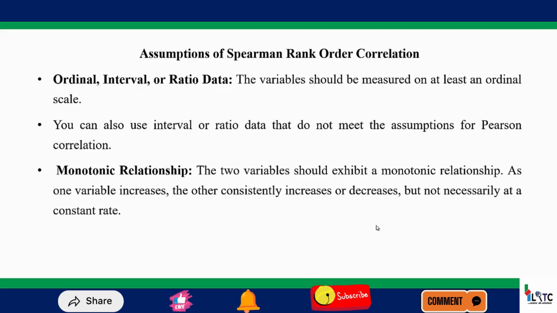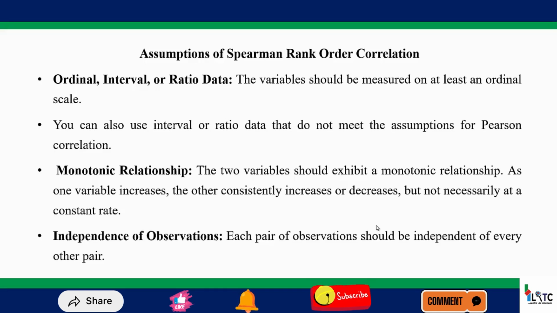Another important one is a monotonic relationship. The two variables should exhibit a monotonic relationship. When I was taking you through running Pearson correlation in SPSS, the first assumption I mentioned is linearity. This test too assumes linearity, but it is a very weak assumption. As one variable increases, the other consistently increases or decreases, but not necessarily at a constant rate. For Pearson, it must be at a constant rate, but here it may not be. That's why I said it's a weak linear assumption.